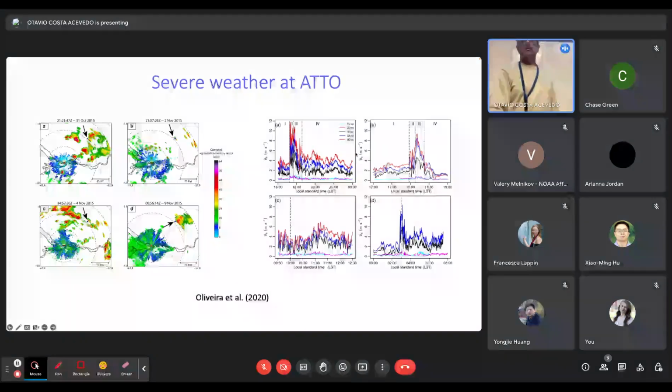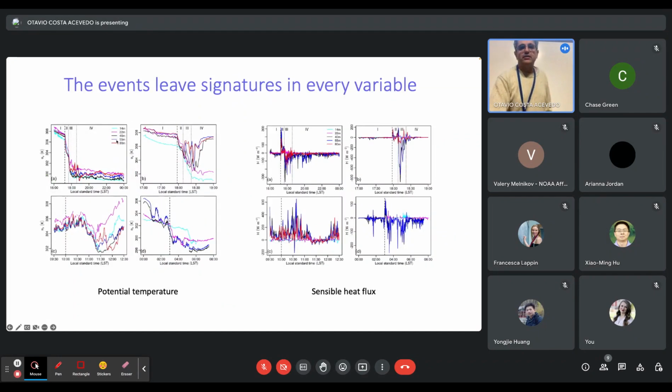At this time, we only had observation until 80 meters. But we can see the wind speed at the events, the temperature drop during the outflow of the convection. And I think this is very nice. You see the heat flux evolution has a very clear signature. It goes negative, then positive, and negative again. We can explain that.